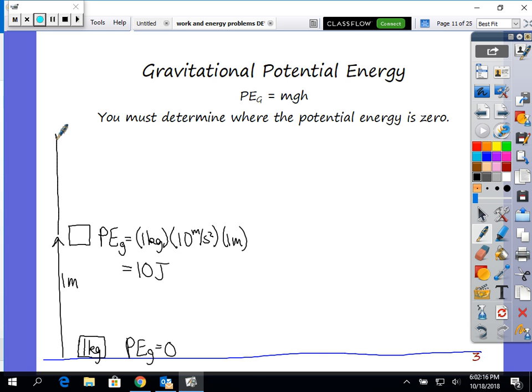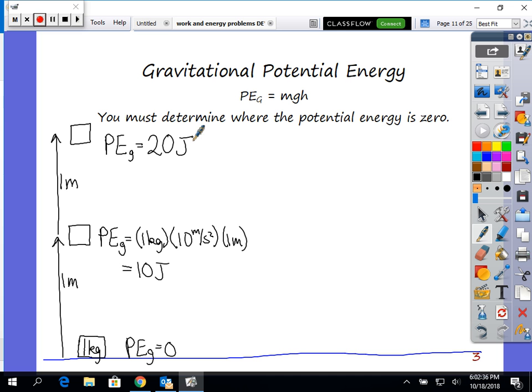If I lifted it up another meter, now it's 2 meters above the floor. I'll have the same mass, the same g, and now we'll have 2 meters. So this will give us a potential energy of 20 joules.